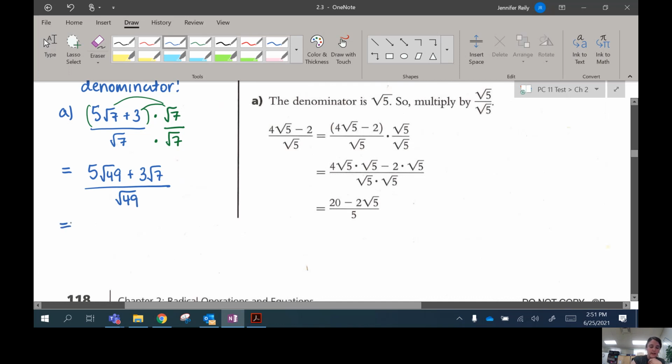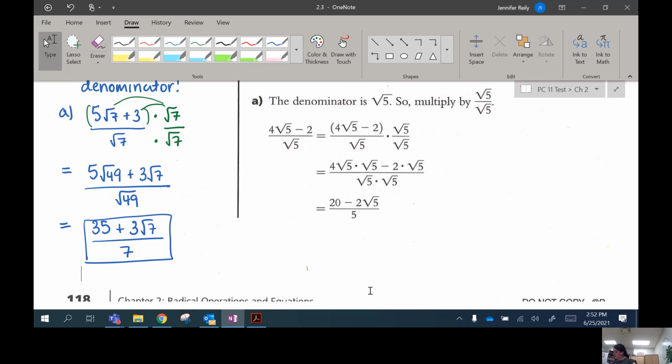Okay, so let's just simplify this now. So on the top, we have 5 times square root of 49. Square root of 49 we can answer, it's 7, so that would just be 35. And we have 3 root 7 all over 7. So we call this simplified because the denominator is no longer a radical. It is a whole number. Okay, so that's the final answer there. So you can try part B if you like.